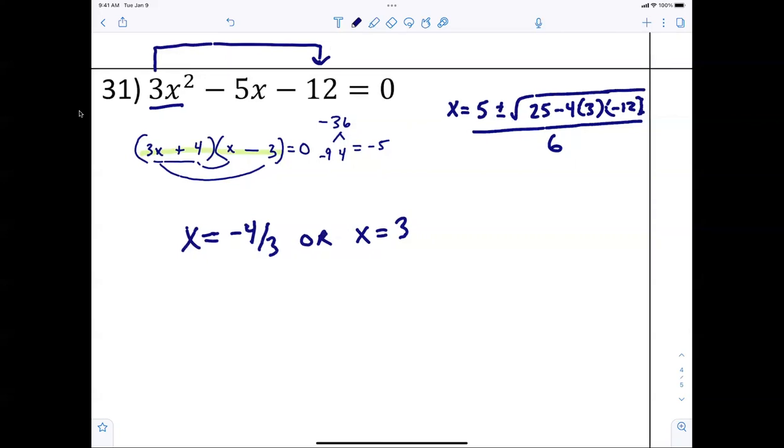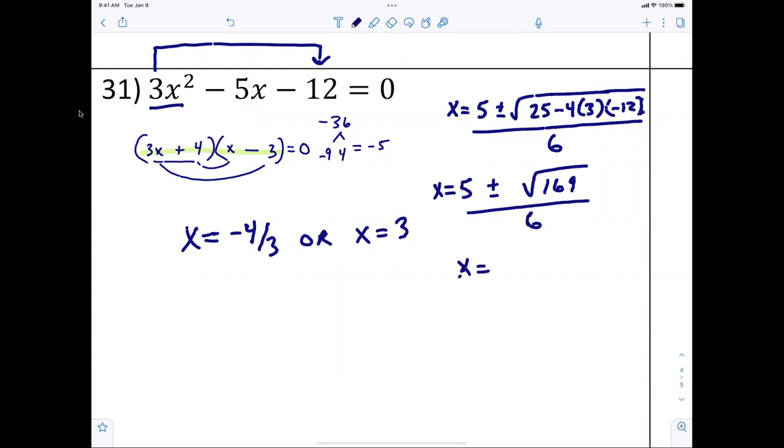Does everybody see how it's b squared? Right now, 4 times 3 is 12. 12 times 12 is 144. 144 and 25 is 169, the square root of 169. I got it. I accidentally squared the 3 instead of timesing it. It's easy to make mistakes.